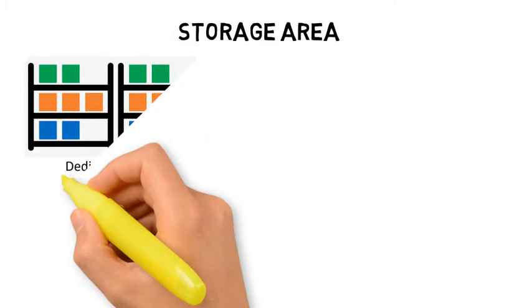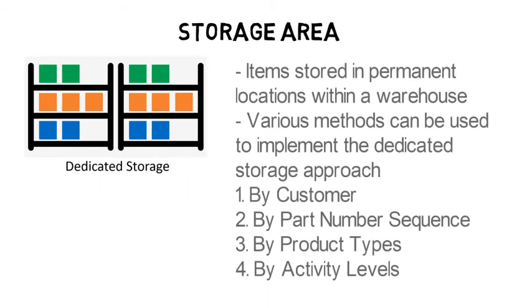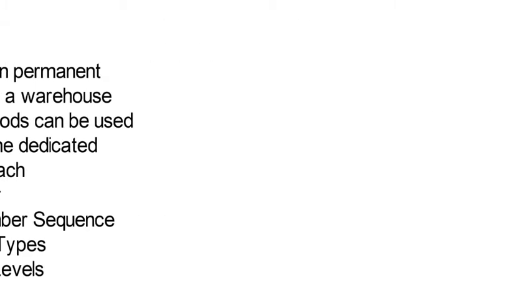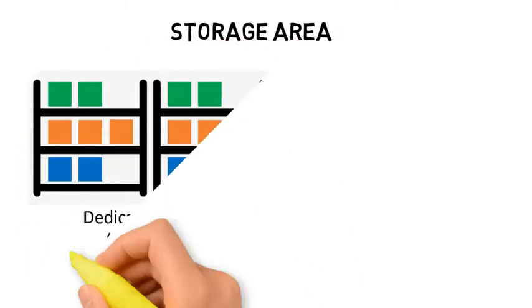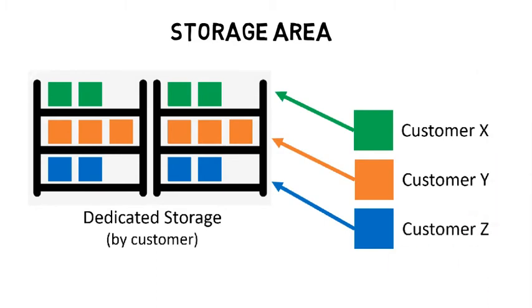In dedicated storage, products are stored in permanent locations within a warehouse. Various methods can be used to implement the dedicated storage approach: by customer, part number, product types, or activity levels. For storage by customer, products for each customer are stored in segregated areas. This may be in particular rackings, shelvings, or entire demarcated zones within the warehouse.